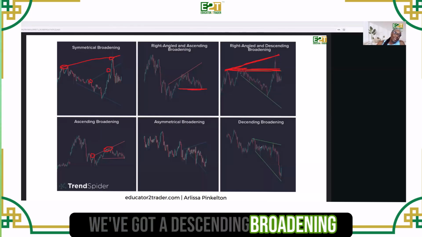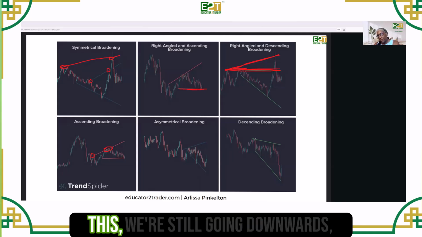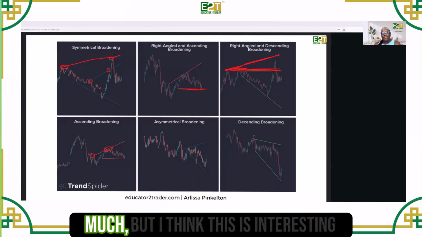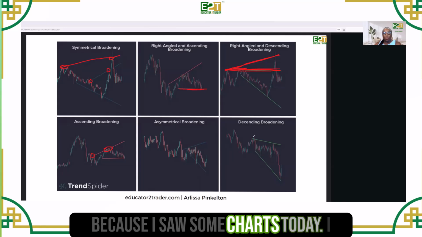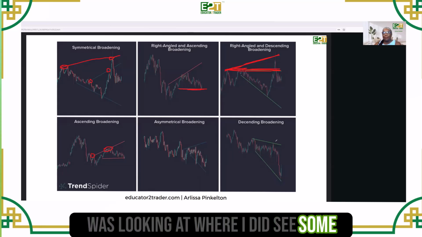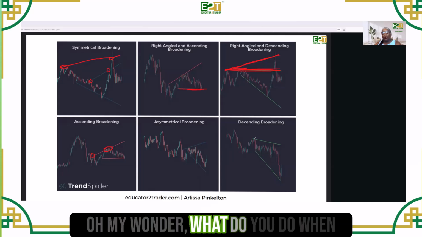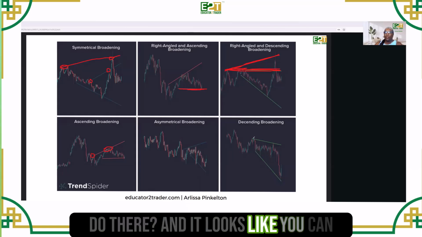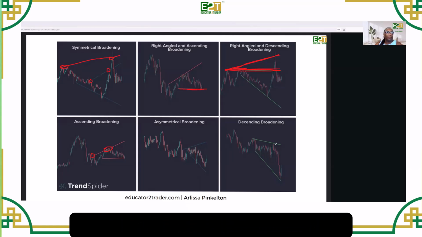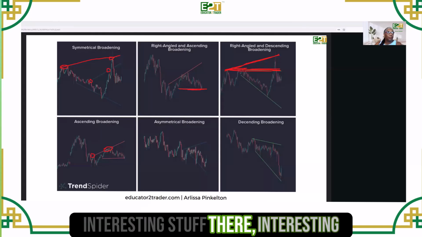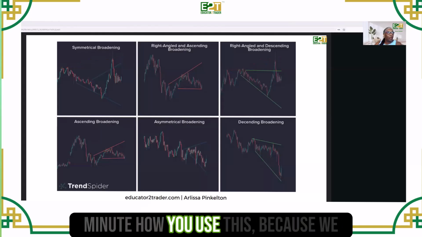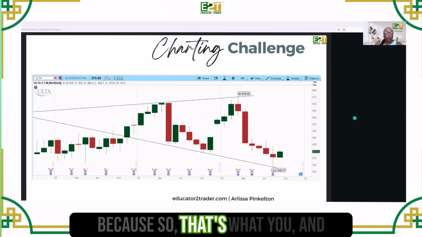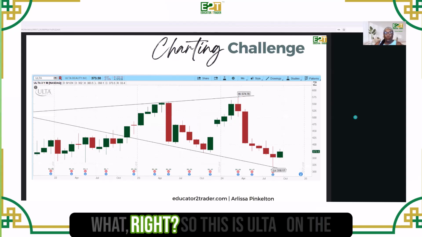And then we've got a descending broadening, where the broadening formation is this. We're still going downwards, right? I don't see this one drawn as much, but I think this is interesting because I saw some charts today where I did see some descending broadening. I wondered what you do when it's going down and the top part isn't going up. What do you do there? And it looks like you can have a descending broadening. Interesting stuff there. I'm going to tell you in a minute how you use this, because we don't really care that it does this if we don't know how to use it, right?